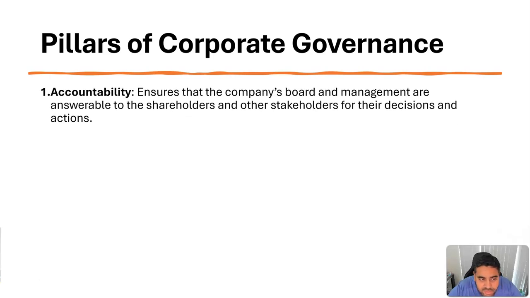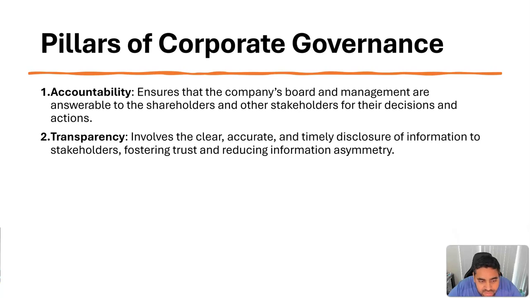What are the various pillars we have in corporate governance? The first pillar is accountability. That means you need to have a company's board, people in your management who are answerable to shareholders and stakeholders for every decision and action which they are making. Second important pillar is that you have to be very transparent. You have to make clear, accurate, timely disclosure of information, right?